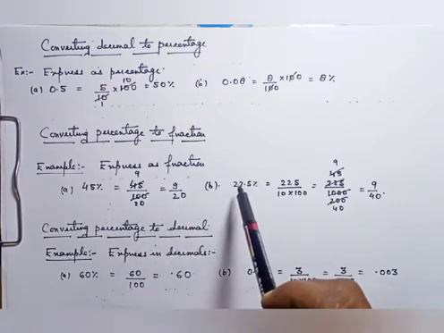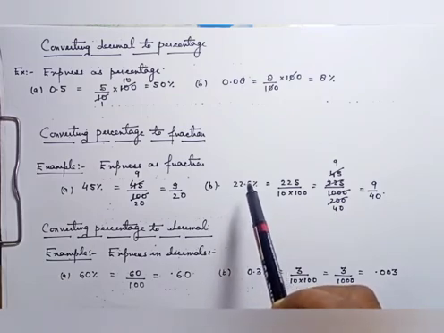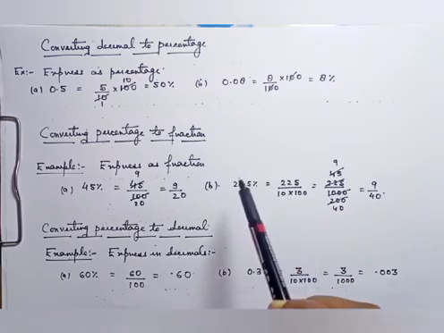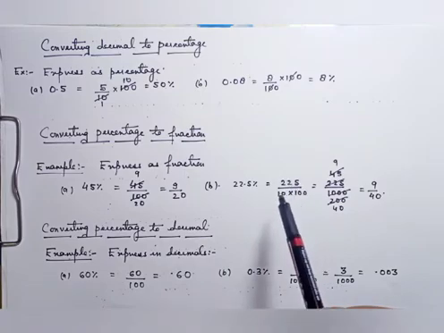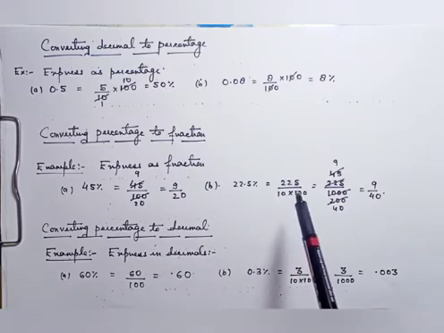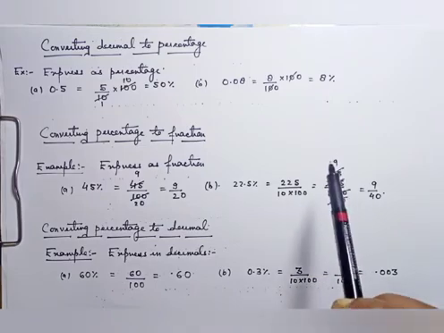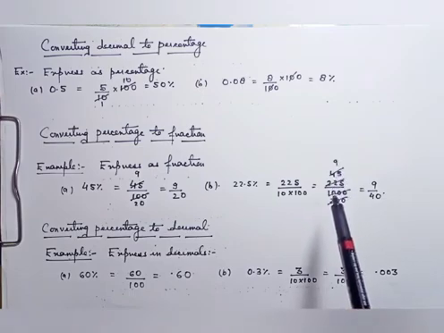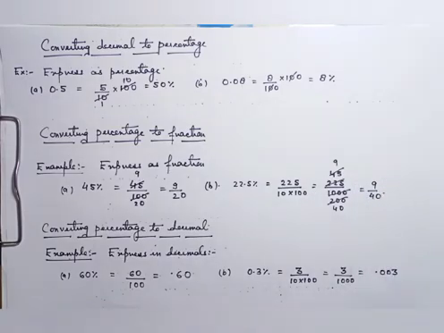Now over here 22.5% is given to you. First of all you remove the decimal. So if I remove the decimal, it can be written as 225 upon 10, and then you multiply by 100. So it will become 225 upon 1000. If it can be simplified, you have to simplify and write the answer in fraction form. So over here the answer is 9 upon 40.